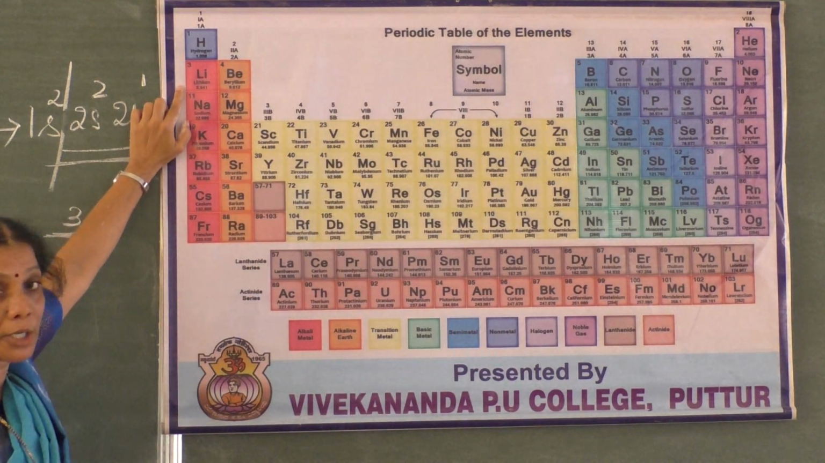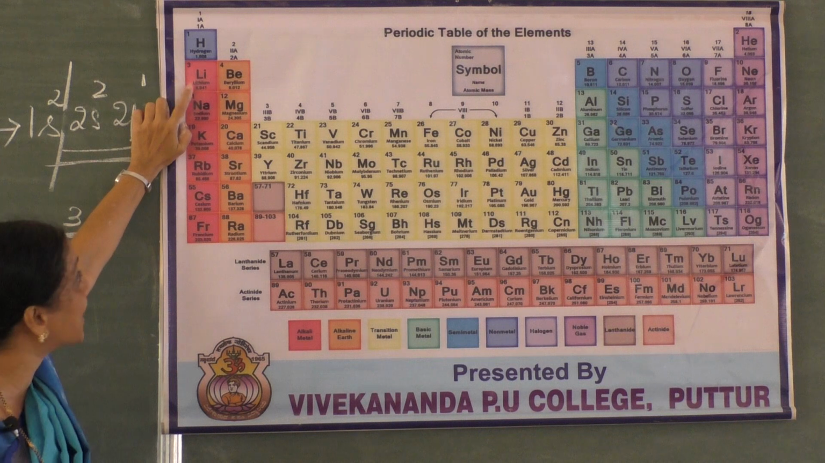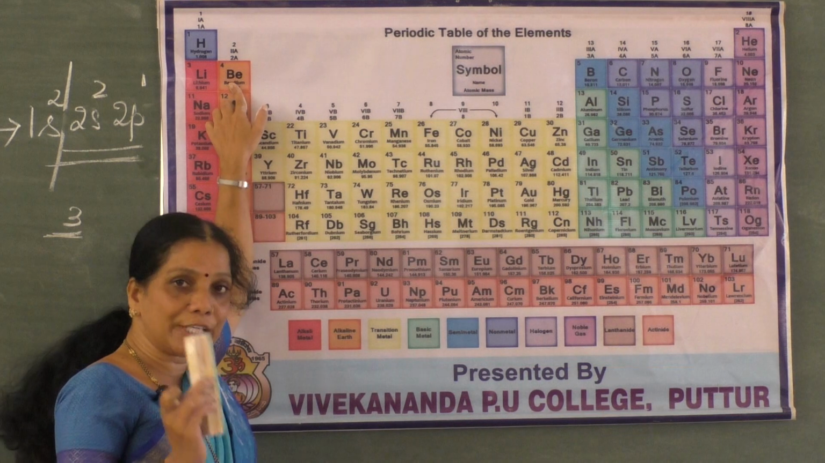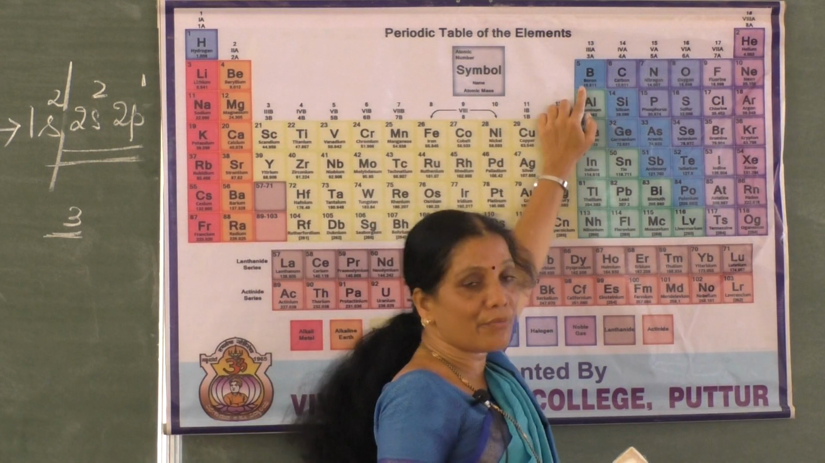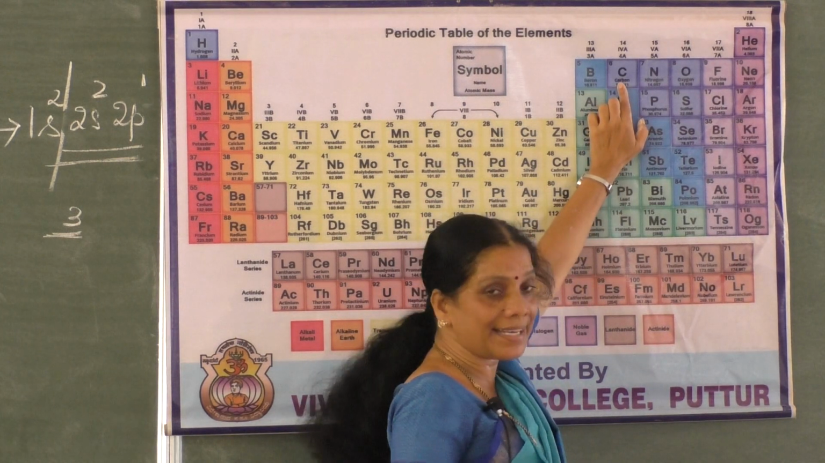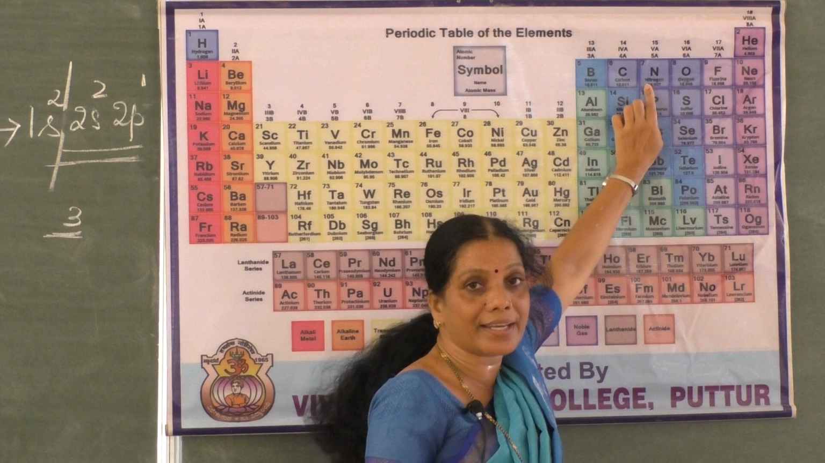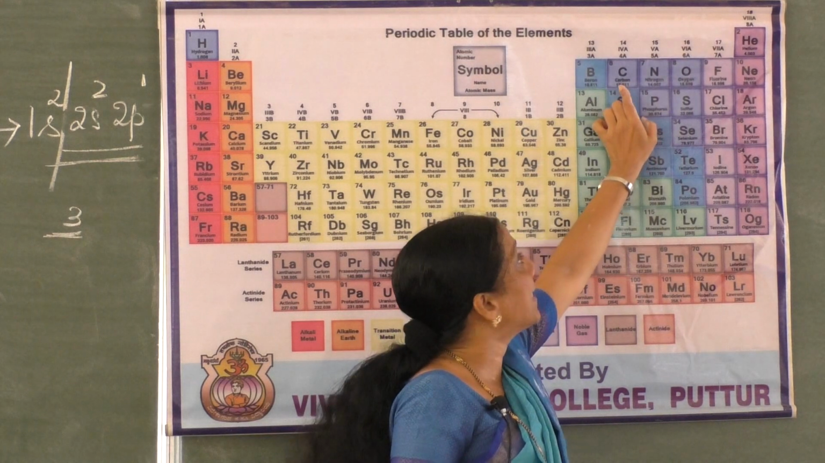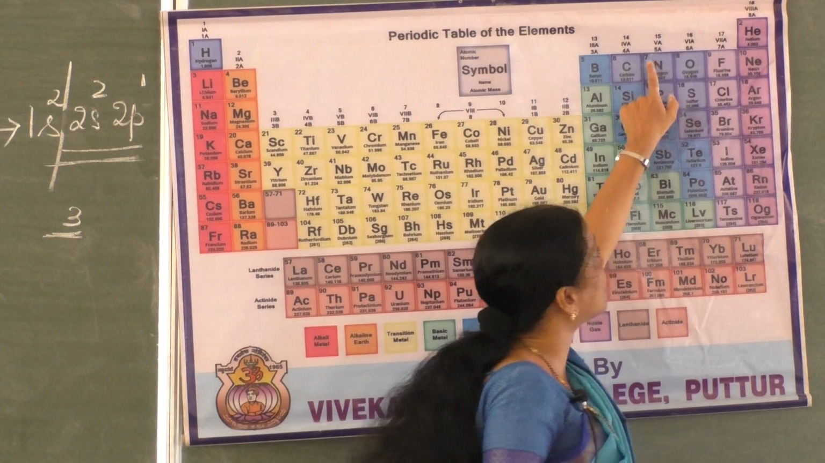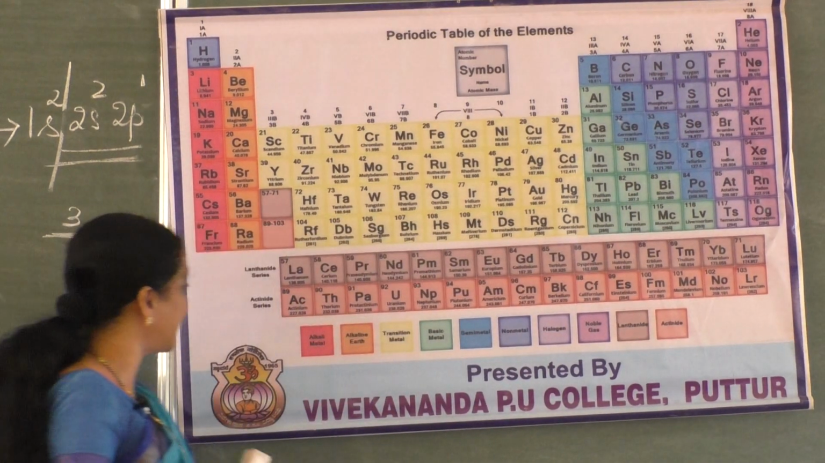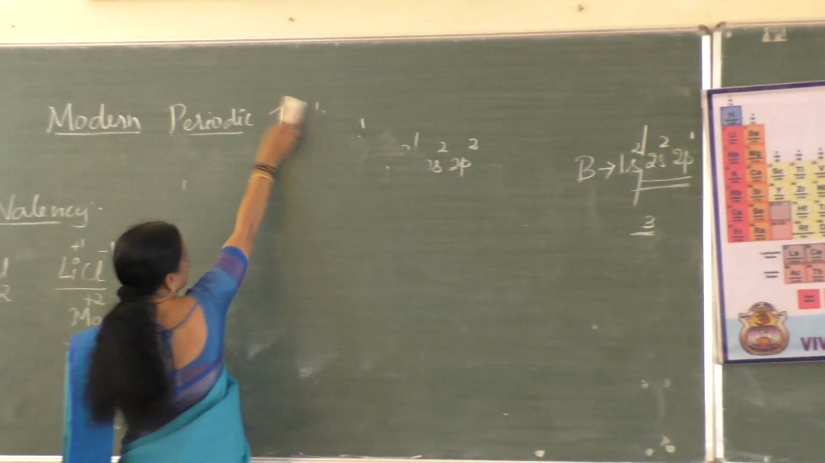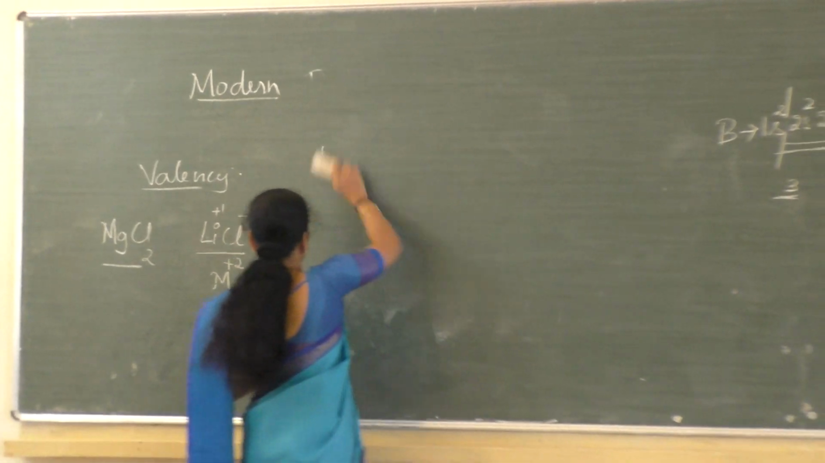That means if you consider the second period, starting from lithium, valency 1, beryllium, valency 2, we have studied, boron, valency 3, carbon, valency 4. Now the next element of the second period is nitrogen. The number of valence electrons in the case of carbon is 4. For nitrogen, what is the number of valence electrons present in the outermost main energy level?